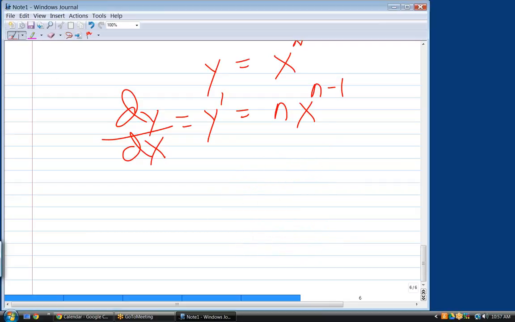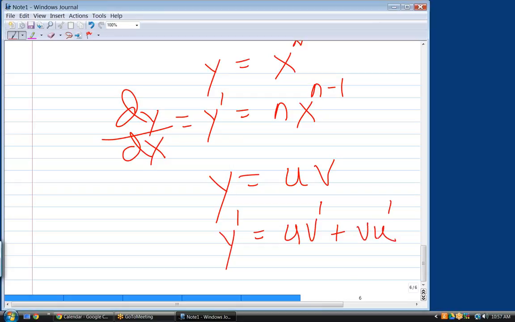And the product rule is actually pretty simple. If you have y equals a times b, let's use the letters they like to use, which are u and v. If u and v are functions of x, and I want to take the first derivative, then it's u times the derivative of v plus v times the derivative of u. So if I had, say, y equals x sine x, then y prime would be what?